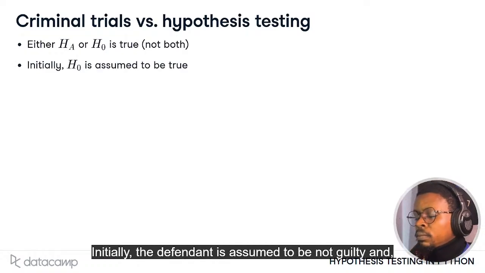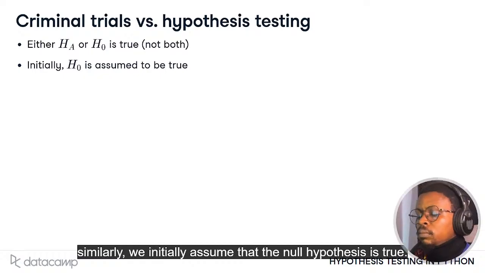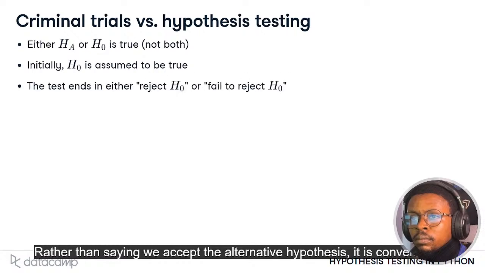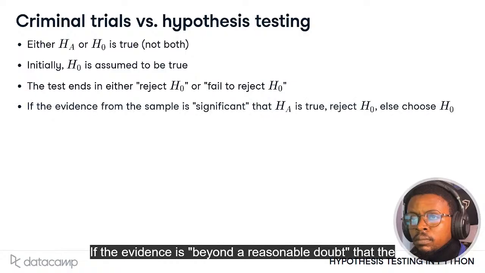Initially, the defendant is assumed to be not guilty, and similarly, we initially assume that the null hypothesis is true. This only changes if the sample provides enough evidence to reject it. Rather than saying we accept the alternative hypothesis, it is convention to refer to rejecting the null hypothesis, or failing to reject the null hypothesis. If the evidence is beyond a reasonable doubt that the defendant committed the crime, then a guilty verdict is given.